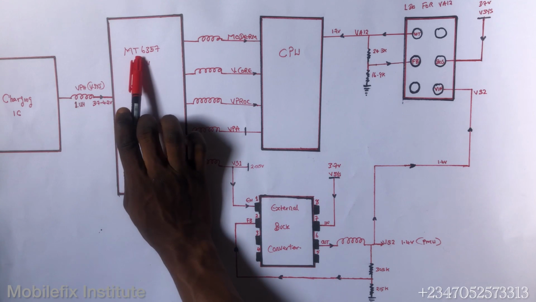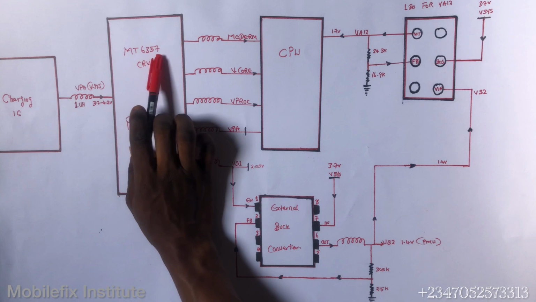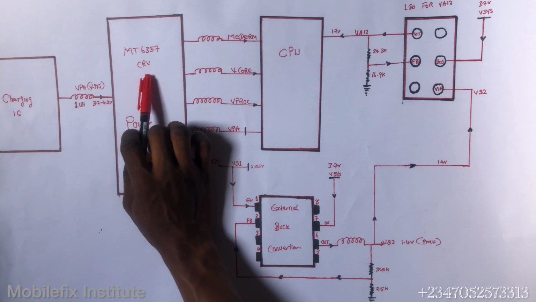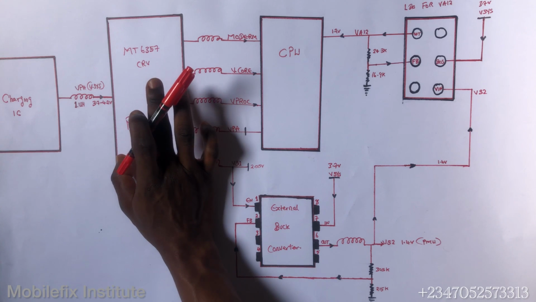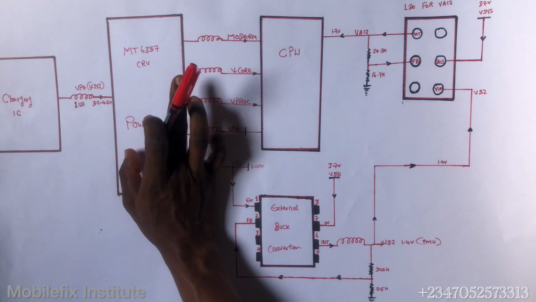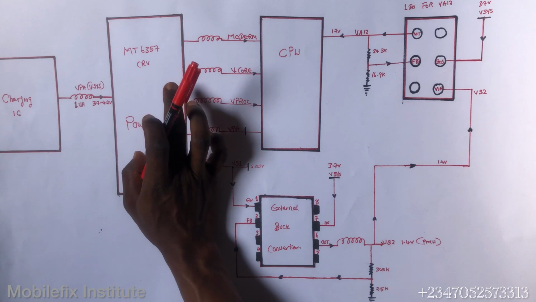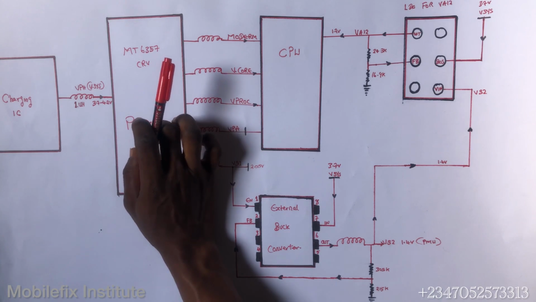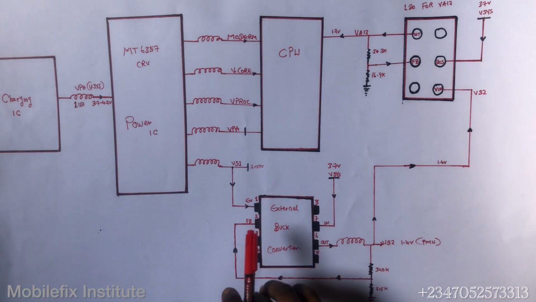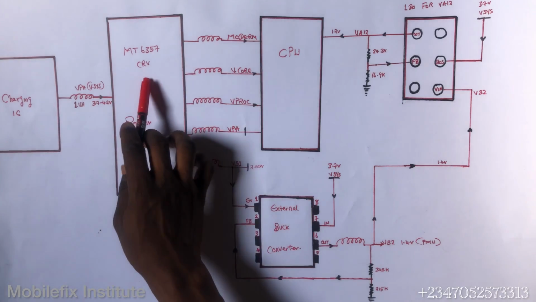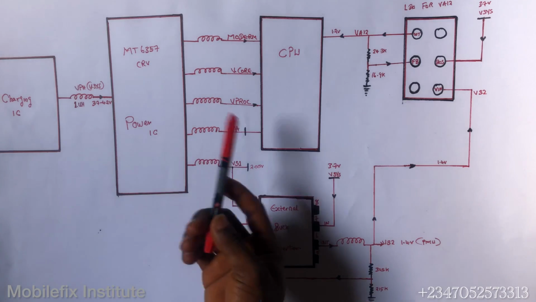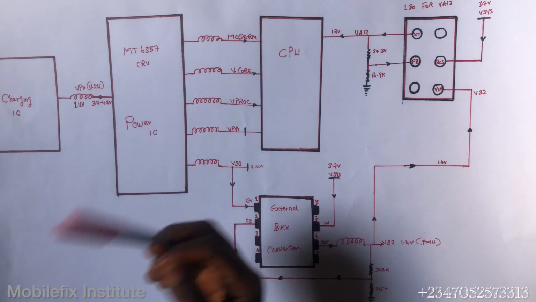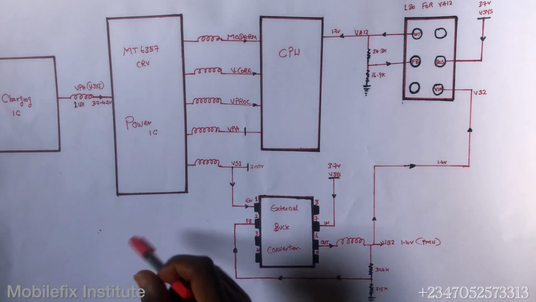We also have MT6357 MRV. Okay, they are the same IC, but there is a slight difference in the software configurations and also in the LDO sections. So there's a slight difference between this CRV and that MRV. One will have 28 LDOs, while the other one will have 29 LDOs. So there's a slight difference.